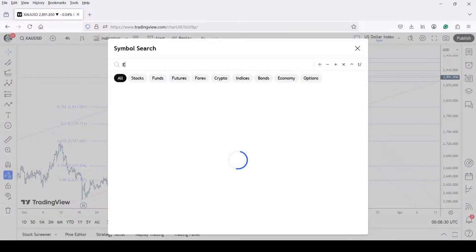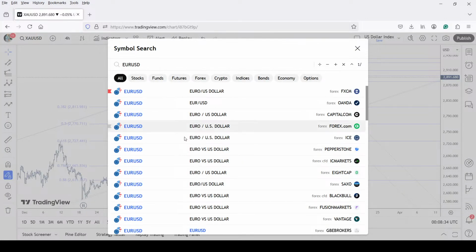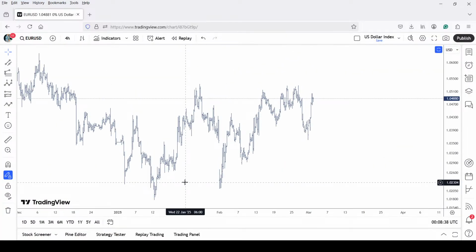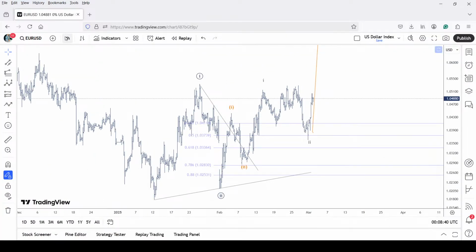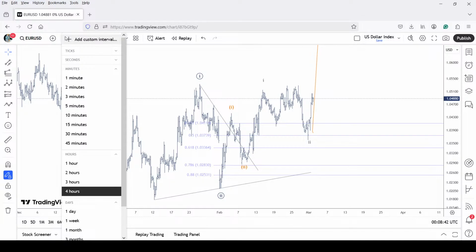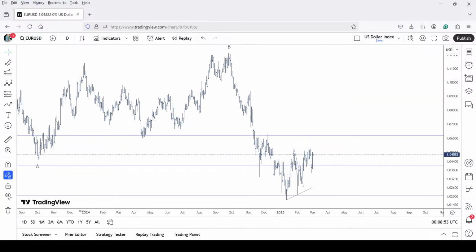So now let's begin with the Euro USD. I think we can start with the daily chart. The outlook stays firmly on the long side.